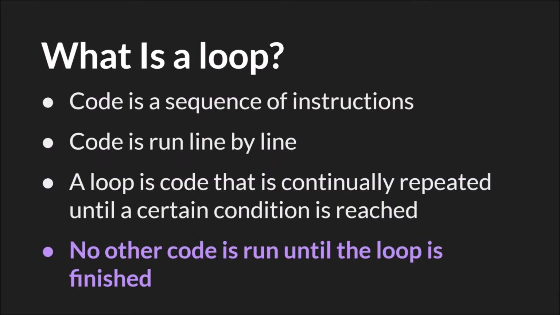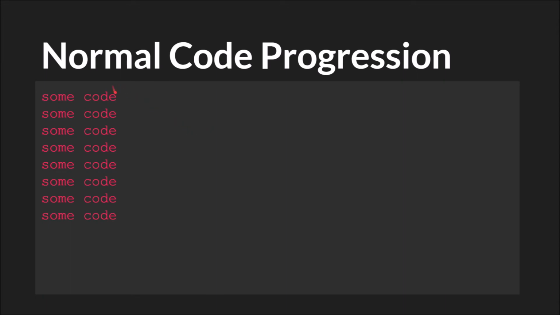So, what is a loop? Code is a sequence of instructions that normally is run line by line. A loop, though, is code that is continually repeated until a certain condition is met, and no other code is run until that loop is finished. So normal code progression would look something like this. You would have a line of code, it would execute, you would have another line of code, it would execute, and another line, and so on.